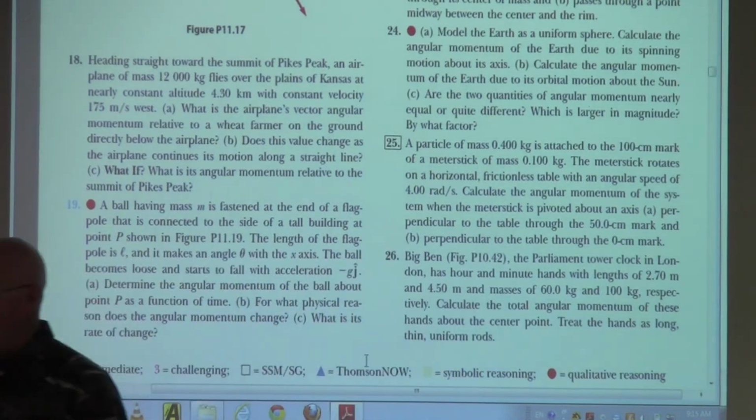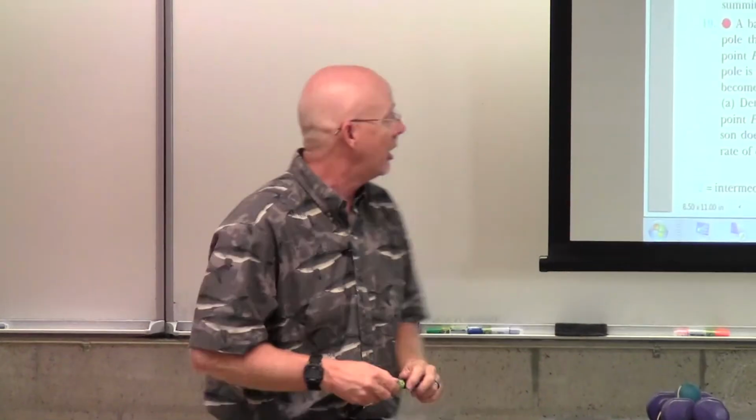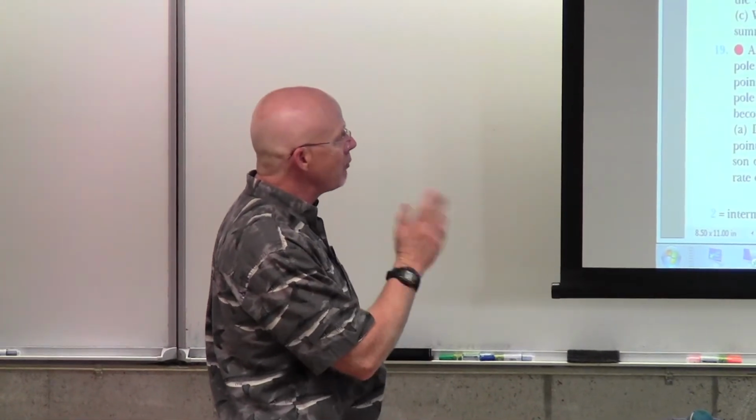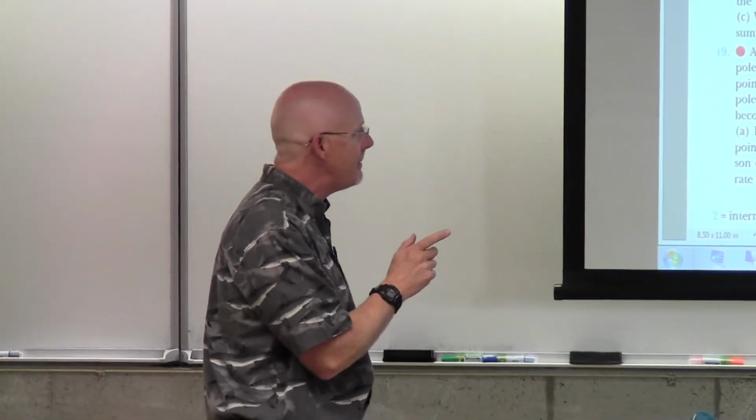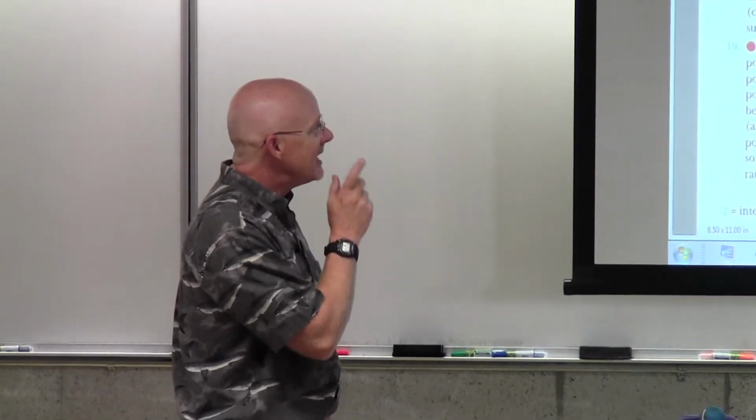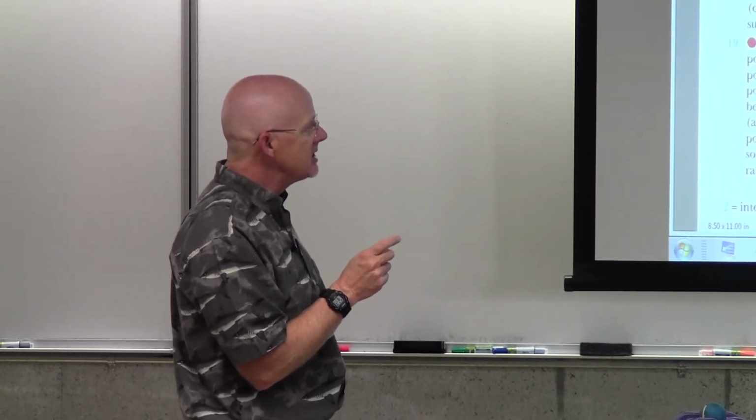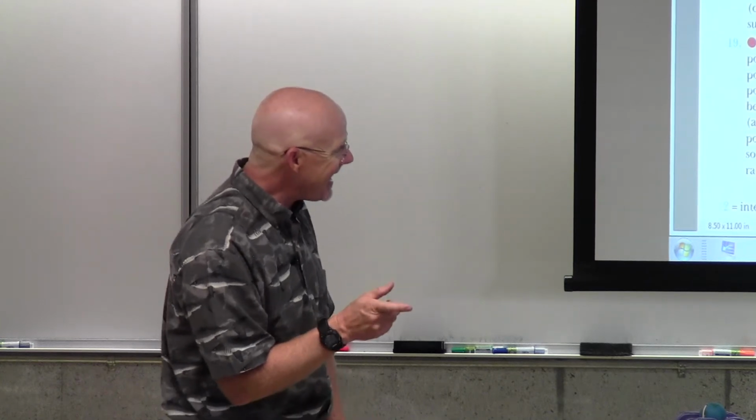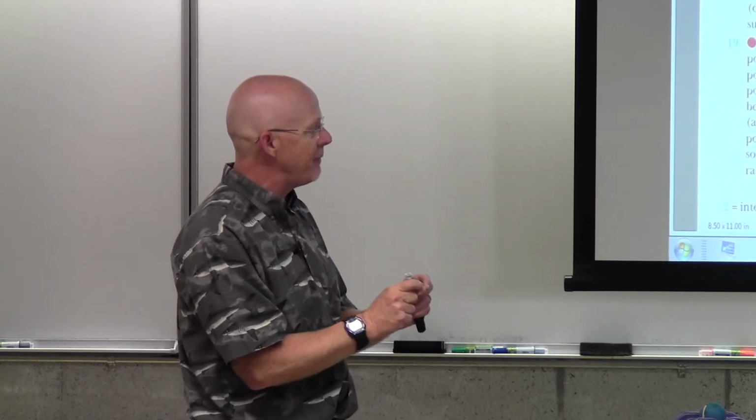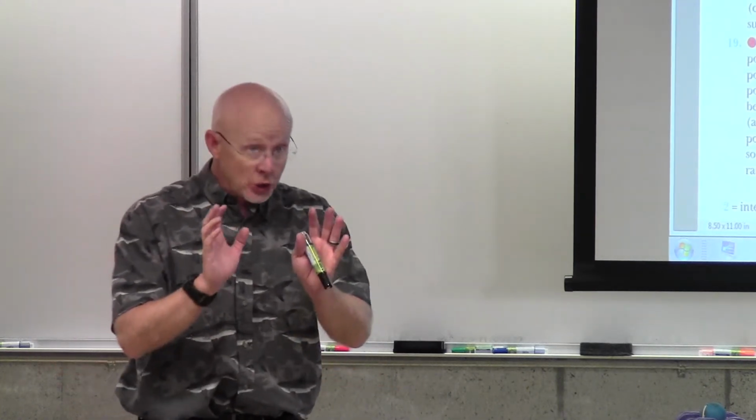Maybe it's like a piece of clay. So I've got a meter stick with a piece of clay that I'm going to stick on one end of the meter stick. It's at the 100 centimeter mark. Okay? The meter stick then rotates on a horizontal frictionless table with an angular speed of 4 radians per second. Calculate the angular momentum of the system when the meter stick is pivoted around an axis A that is perpendicular to the table and through the 50 centimeter mark, and then B perpendicular to the table through the 0 centimeter mark. There's two parts to this.